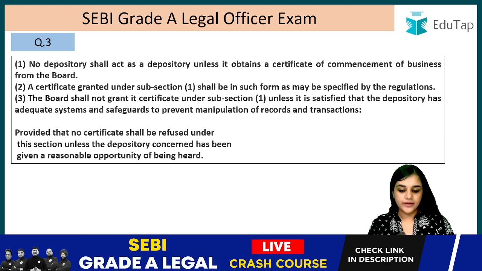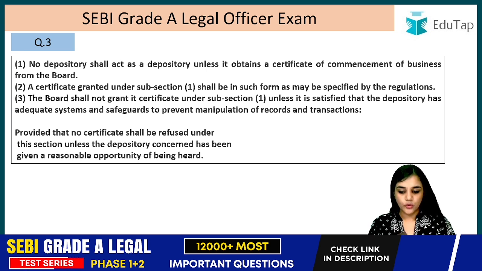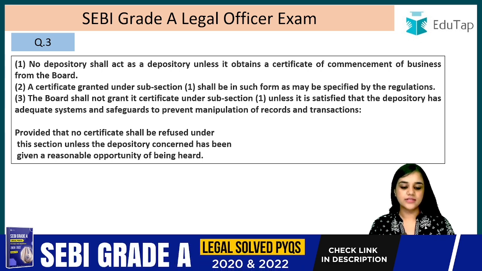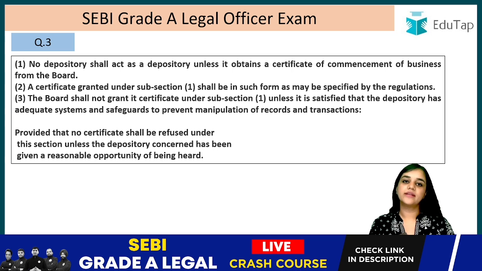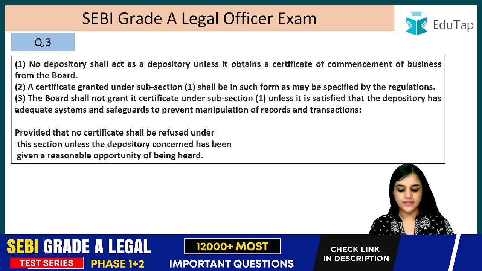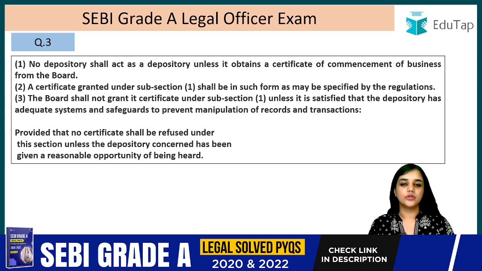Subsection 2. A certificate granted under subsection 1 shall be in such form as may be specified by the regulations. It will be in such a form as has been prescribed by the regulations. Subsection 3. The board shall not grant its certificate under subsection 1 unless it is satisfied that the depository has adequate systems and safeguards to prevent manipulation of records and transactions. So unless and until the board is satisfied, it cannot grant the certificate, provided that no certificate shall be refused under this section unless the depository concerned has been given a reasonable opportunity of being heard. But before refusing the request for the certificate, the depository has to be given a reasonable opportunity of being heard, right?